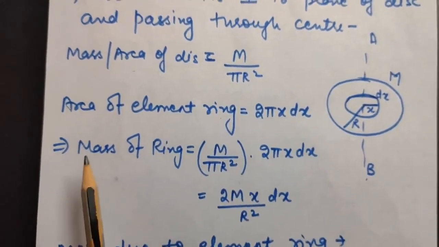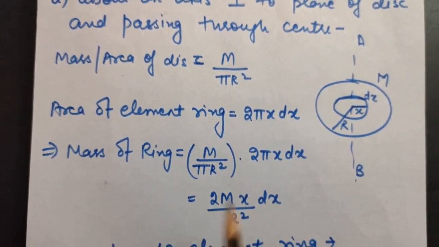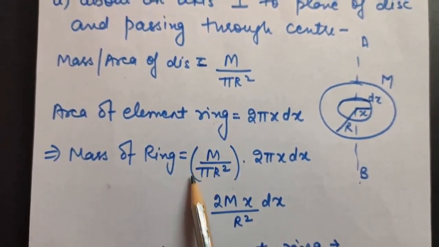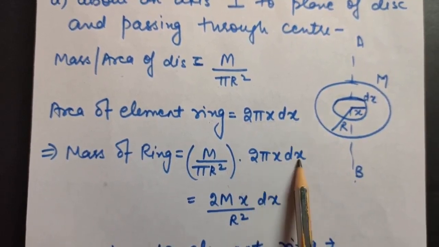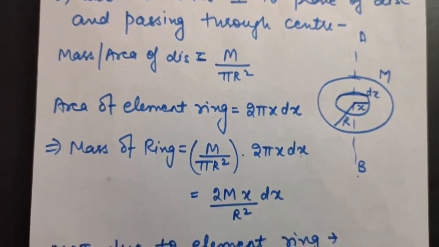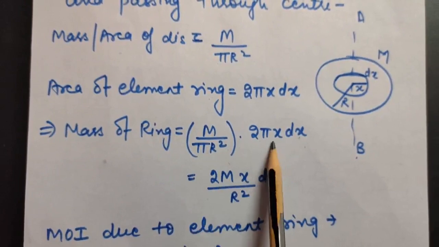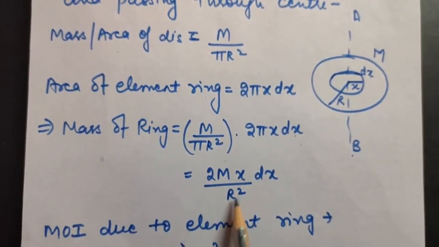Now you can easily calculate the mass of the ring, that is, the mass per unit area of the disc into the area of the element ring. So this will be the mass of the ring. When you solve it, you will get 2Mx upon R square dx.